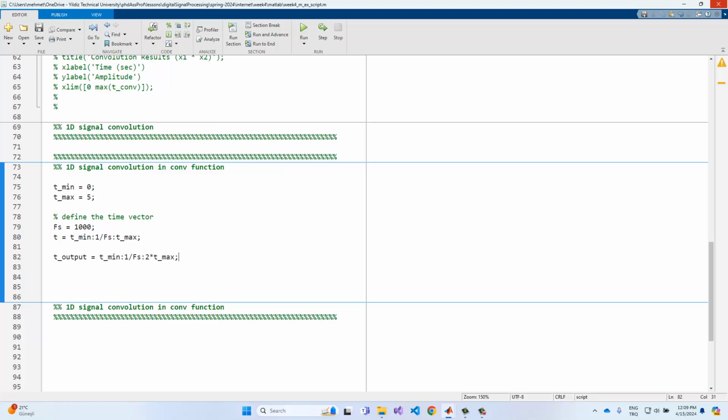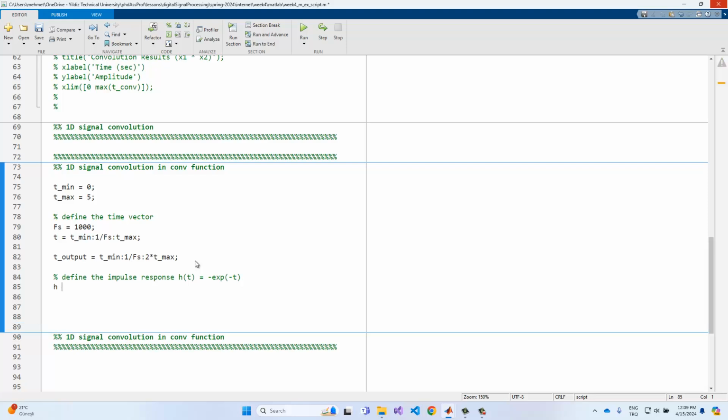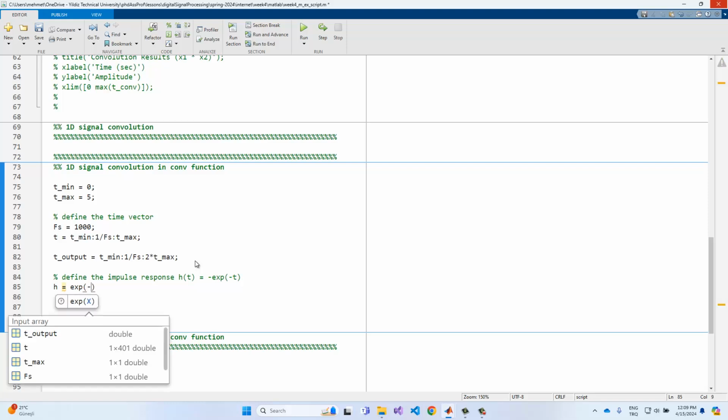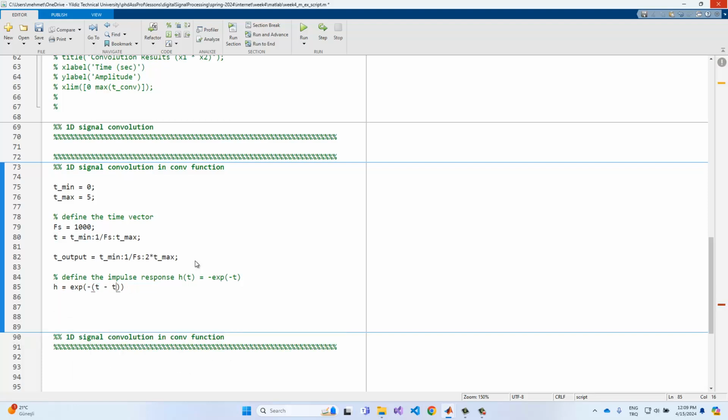Okay, firstly we can define the impulse response h(t), which is equal to minus exponential minus t. And so the h can be defined with the x values in here minus t min value, because this is the standard operation for the initial condition. In this case we have the 0 value at the t min.